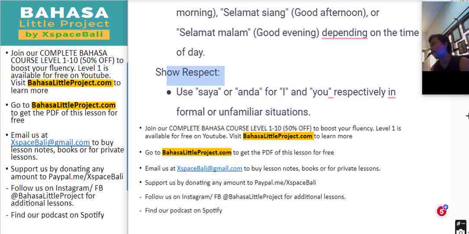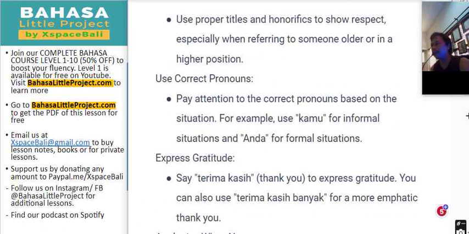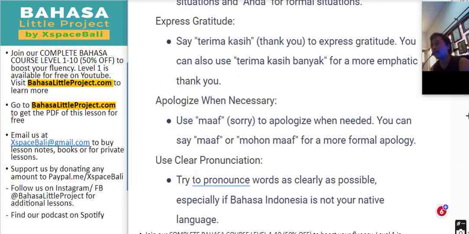But of course, if you are speaking to your close friends, using saya and anda, you will sound very awkward. That's when you want to learn informal Bahasa Indonesia, something more casual. But again, if you are meeting for the first time, you should stick with saya or anda. Use proper titles, that's just simple common sense. Use correct pronouns. As you can see here, use kamu for informal situations and anda for formal situations.